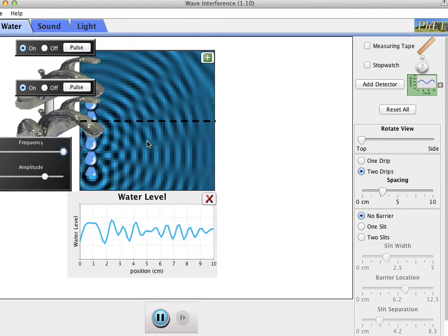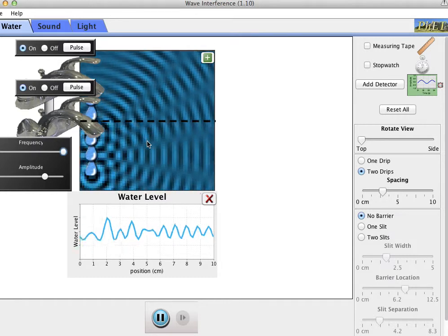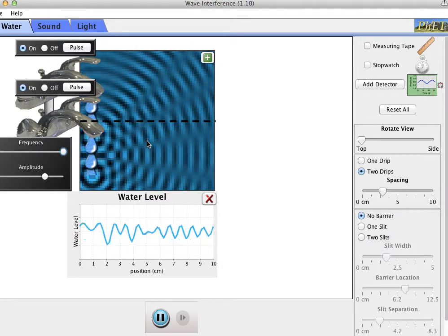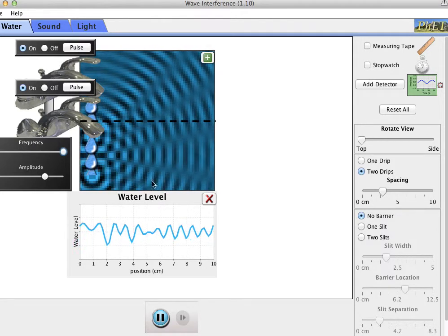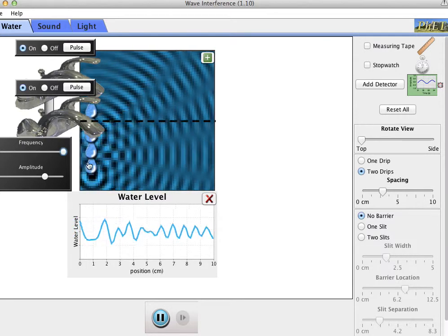So what is it that determines where those destructive interference areas and where the constructive interference areas are going to show up? Well, it turns out it's going to be a combination of the wavelength of each wave and the distance from each source.